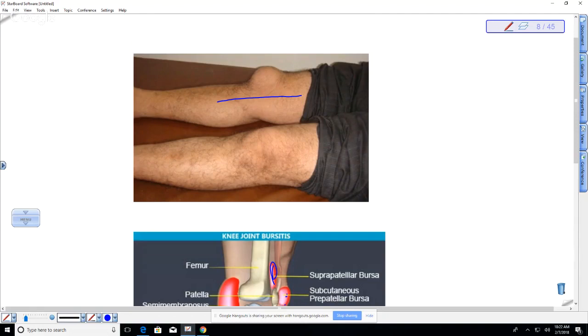Has anybody ever had that happen to them, bursitis in the knee? No. Is that what they call runner's knee? I don't know. That's a good question. I'm not sure.